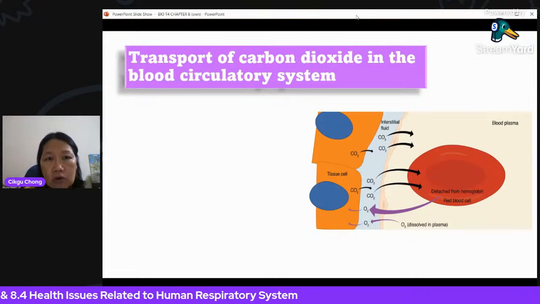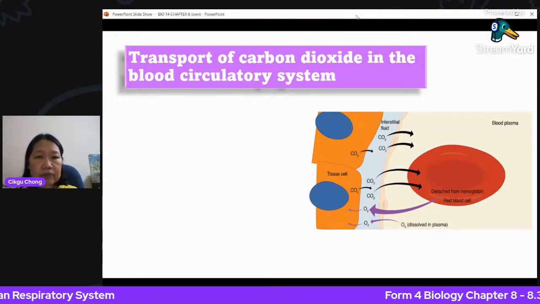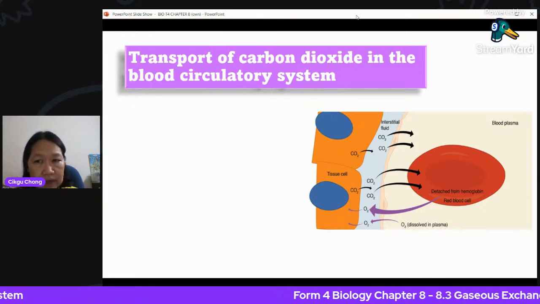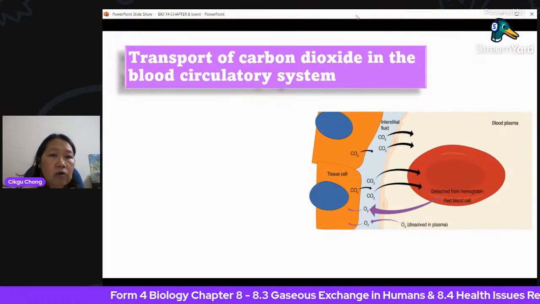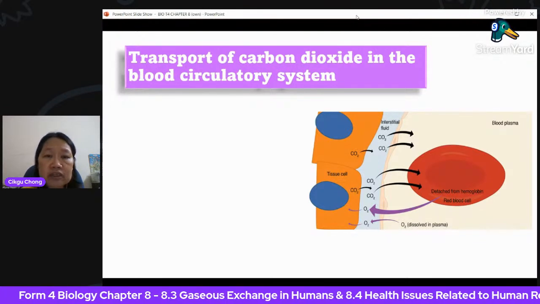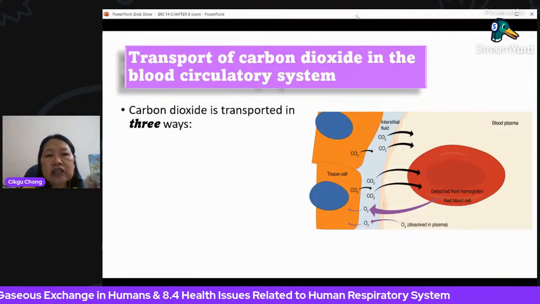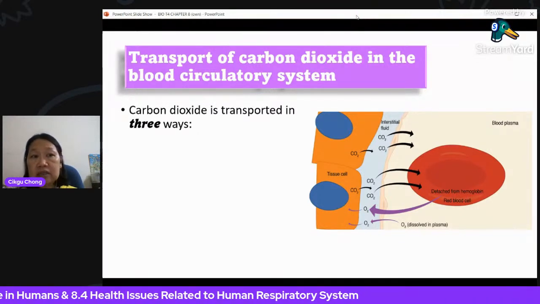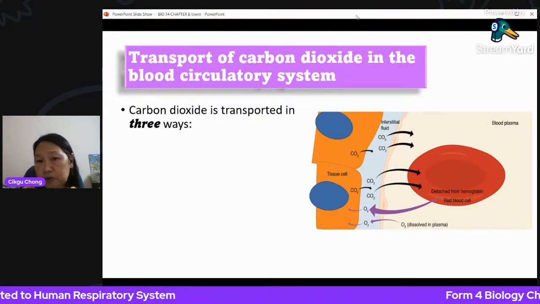But now we need to know how carbon dioxide is carried in the blood. Is it dissolved in the blood plasma, or does it go into the red blood cell? How is carbon dioxide carried in the blood? So we need to learn this now. For the transport of carbon dioxide in the blood, there are actually three ways.